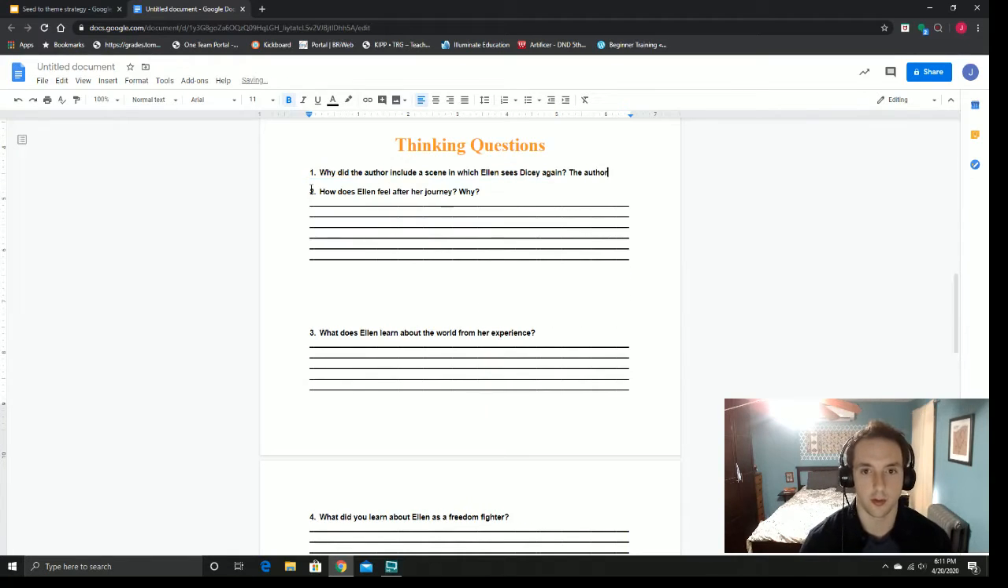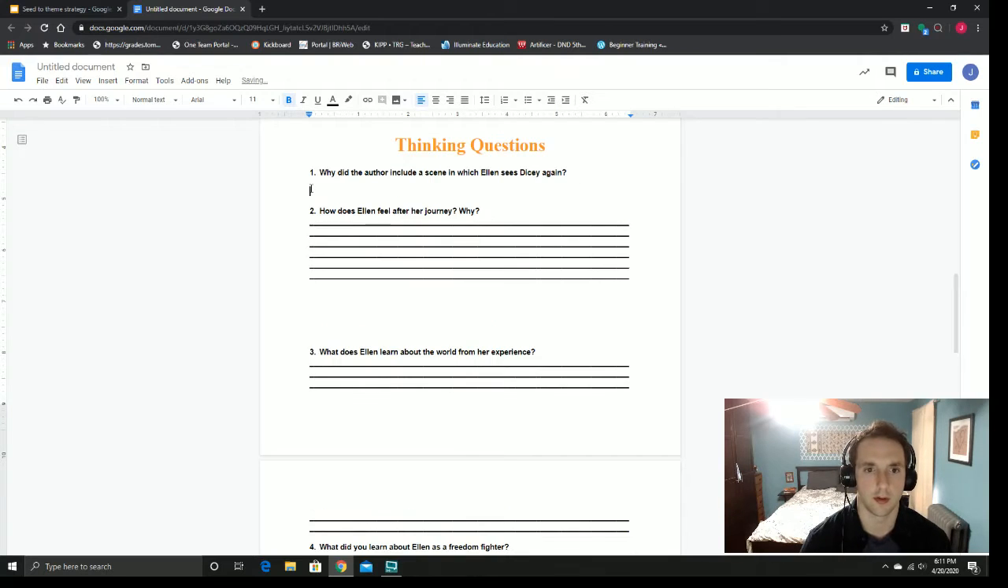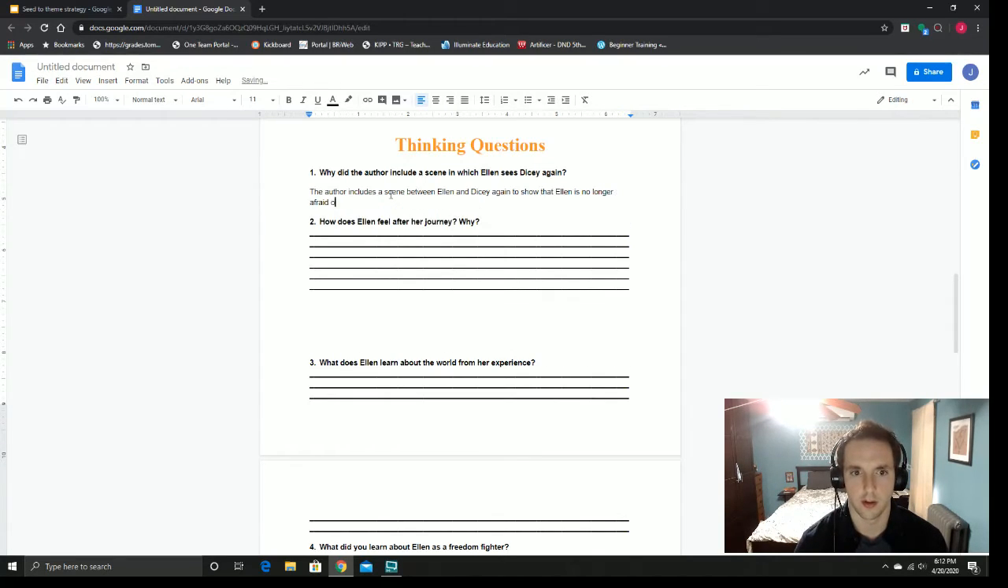So the author includes, I'm going to do two things. I'm going to tab down, also get rid of the bold so it sticks out a little bit. The author includes a scene between Ellen and Dicey again to show that Ellen is no longer afraid of her because she has already stood up and can say overcome much scarier people and problems than Dicey.